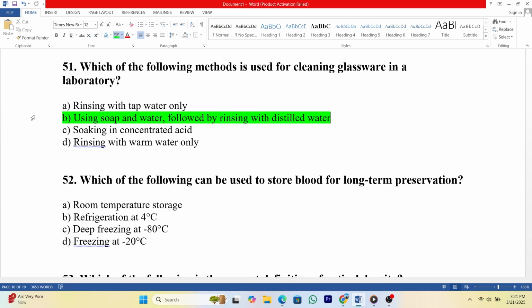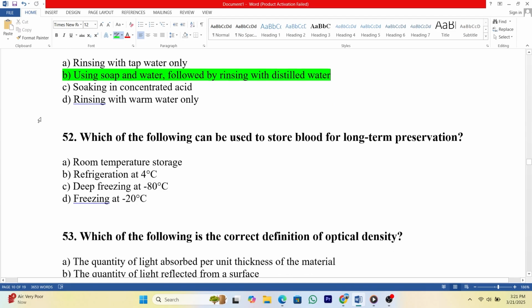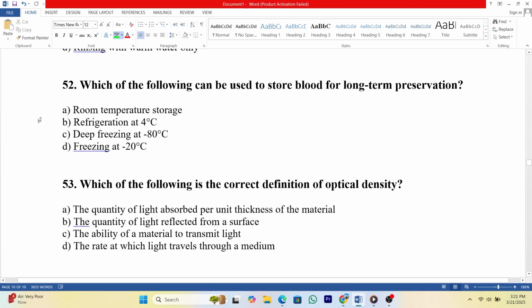52. Which of the following can be used to store blood for long-term preservation? A. Room temperature storage. B. Refrigeration at 4 degrees Celsius. C. Deep freezing at -80 degrees Celsius. D. Freezing at -20 degrees Celsius. Answer: C. Deep freezing at -80 degrees Celsius.